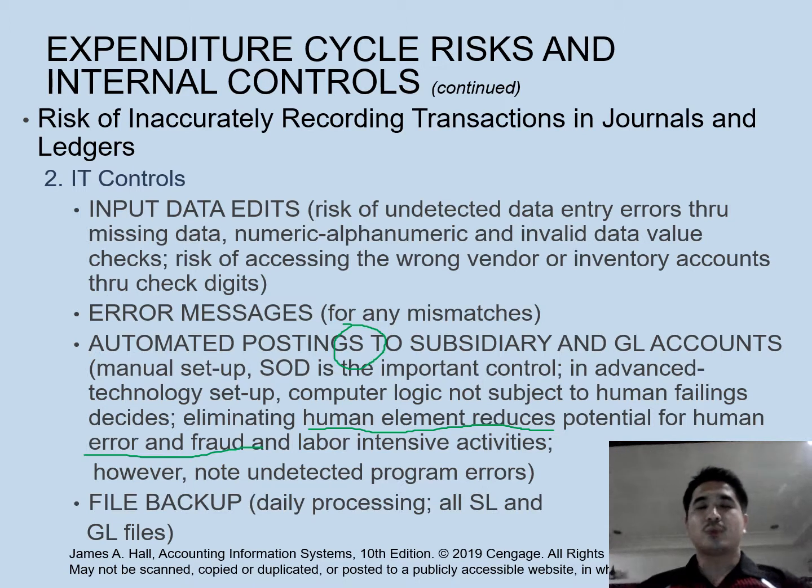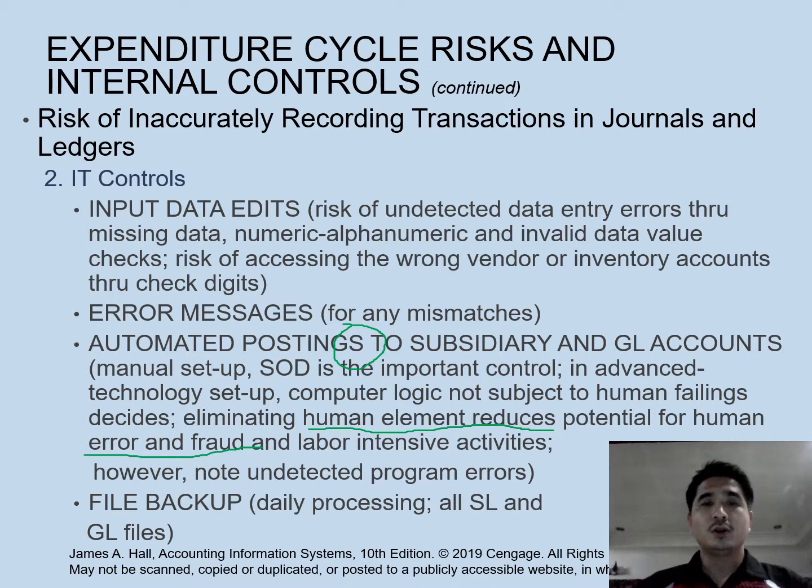However, take note that the problem with automation or computer logic is undetected program errors, either errors or fraudulent code. A computer program will do whatever you program it to do. If it is programmed properly, it will work properly. But if it is programmed erroneously or fraudulently, then it will do the errors repeatedly, which is devastating, not to mention the financial loss that may result.